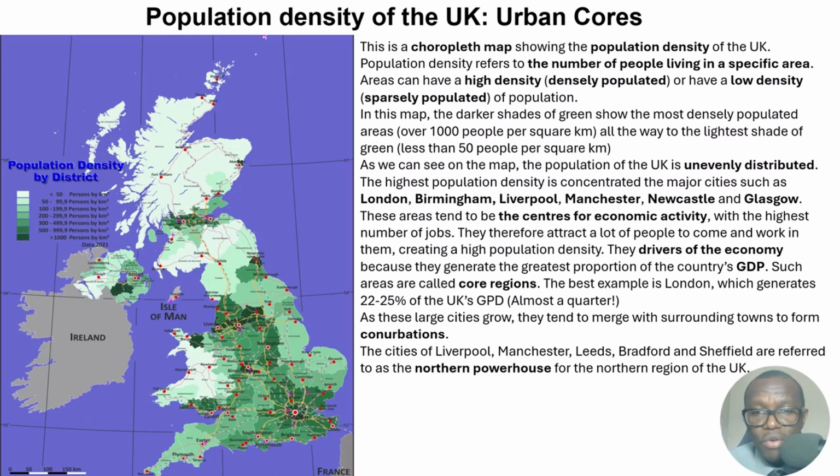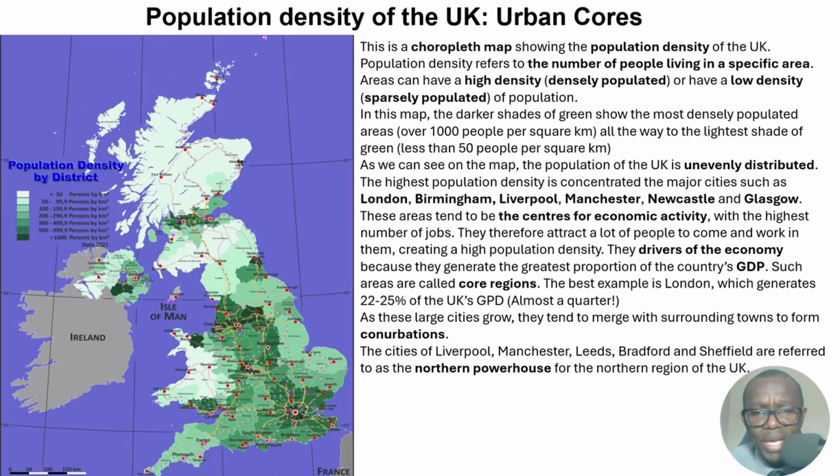Population density refers to the number of people living in a specific area. Now that area can be defined in terms of kilometers squared or square kilometers, or sometimes even in miles squared. Now areas can have a high density of population or a low density of population. And the places with high density of population are referred to as densely populated, and the ones that have a low population density are sparsely populated.